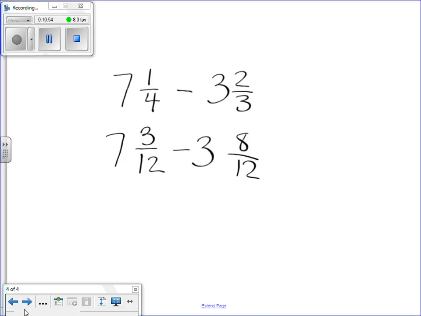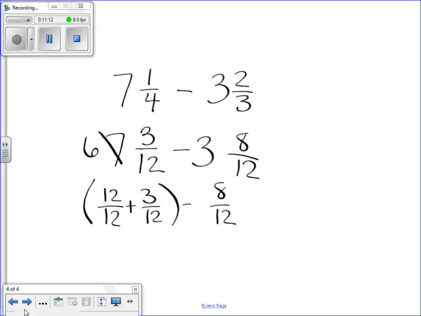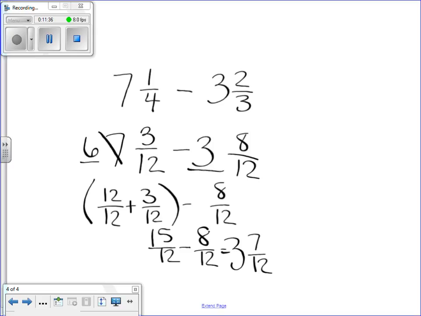Cannot do it. So I have to borrow a whole from the 7. So the 7 becomes a 6. 12/12 plus 3/12. Doing my parentheses. So this becomes 12 plus 3, 15/12 minus 8/12. 7/12. Up here I have my 6 minus 3. 3 and 7/12. If you said 4 and 7/12, you forgot to change your 7.